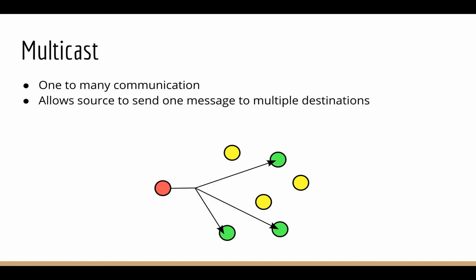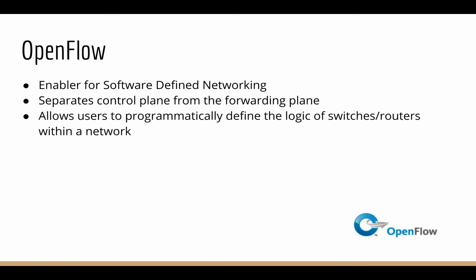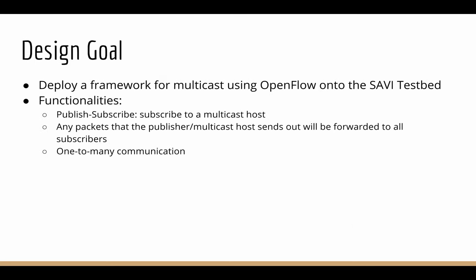So multicast essentially is one-to-many communication. It allows a source to send one message to multiple destinations. What we use to enable this is OpenFlow, which is an enabler for software-defined networking. It essentially separates the control plane from the forwarding plane, and it allows users to programmatically define the logic of switches and routers within a network.